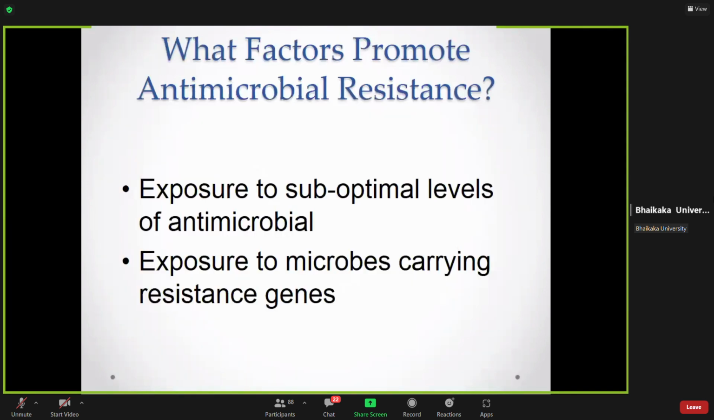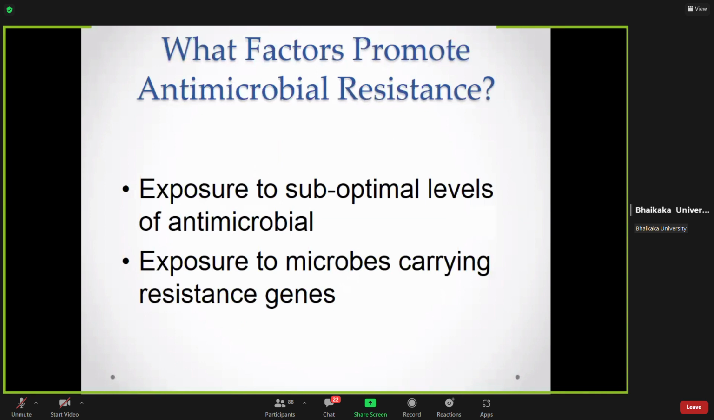What factors promote antimicrobial resistance? Exposure to suboptimal levels of antibiotic, that is one. The case which I have told you before: the physician has prescribed 10 tablets, but the patient decides on his own that he'll take only 4. And if I'm okay at the end of the 4, feeling good, then I'll stop taking the other 6 antibiotics. Now this is the most poor practice.